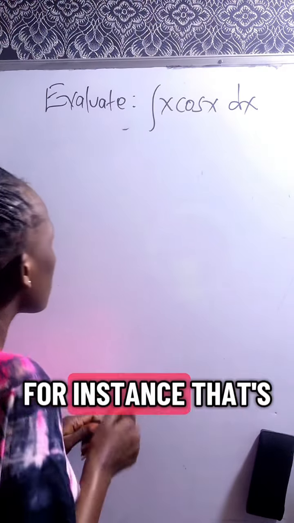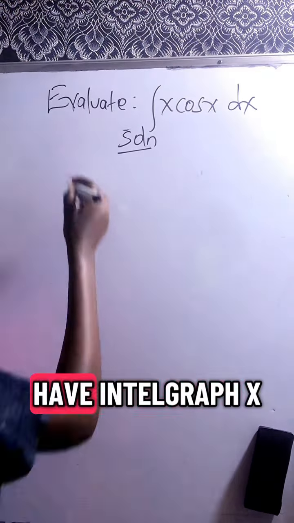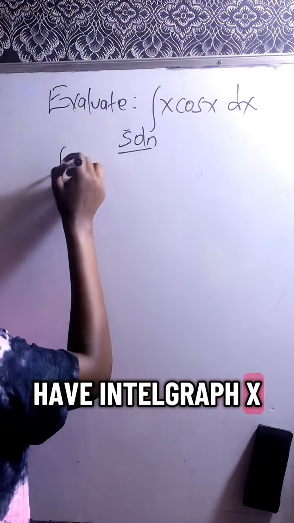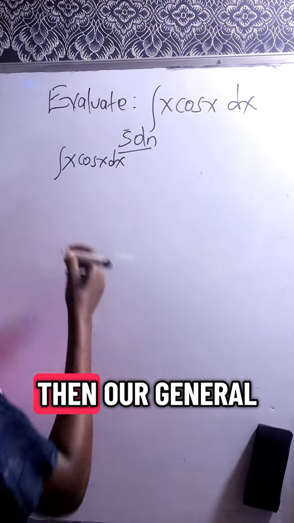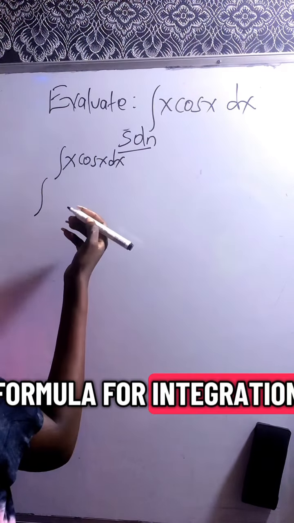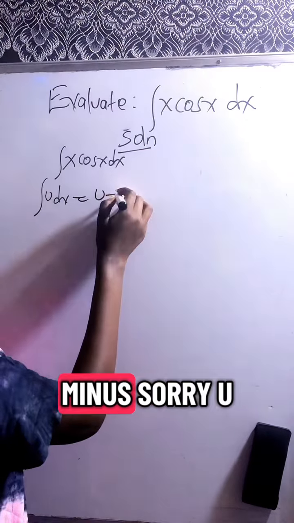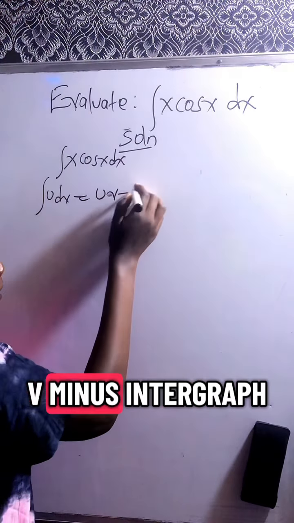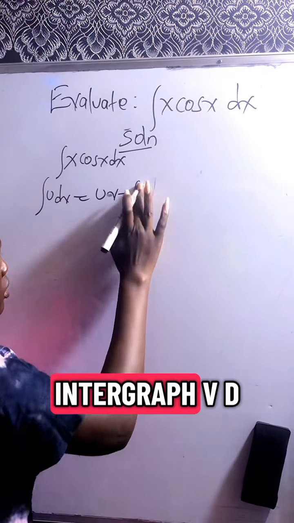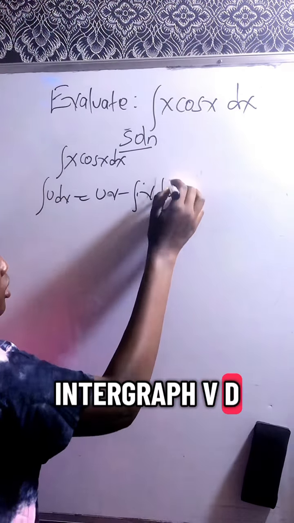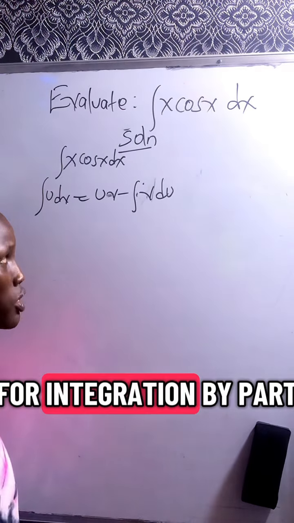that we have here. For instance, let's see in our solution. So here we have the integral of x cos x dx. Then our general formula for integration by parts is the integral of u dv is equal to uv minus the integral of v du. So this is the general formula we can use for integration by parts.